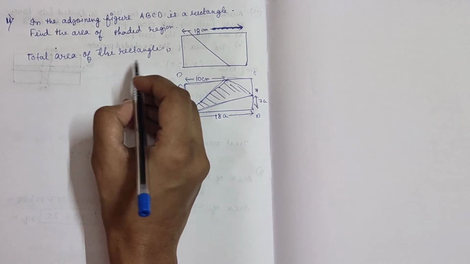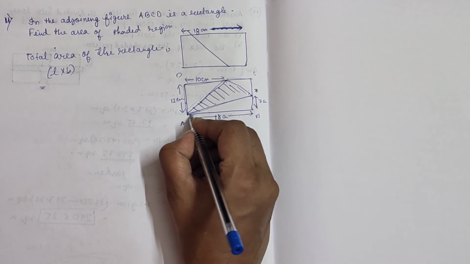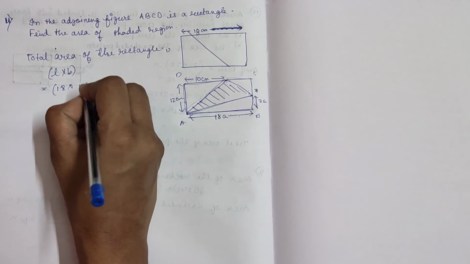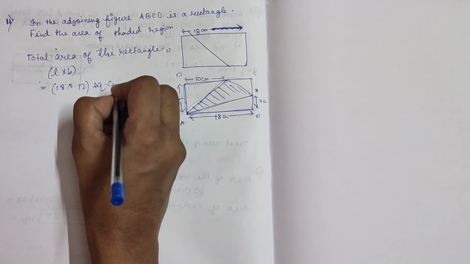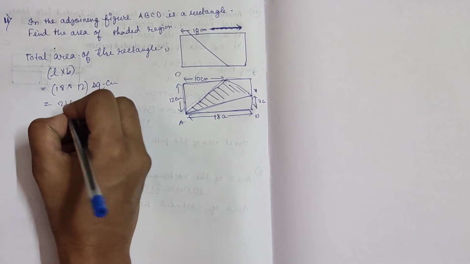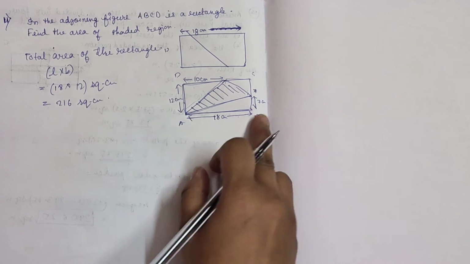So total area of the rectangle, we know what? Length into breadth. So the total length of the rectangle is 18, breadth is 12. Don't forget to write square centimeter. Let's multiply and write. So we will write 216 square centimeter. Okay. So total area we know.